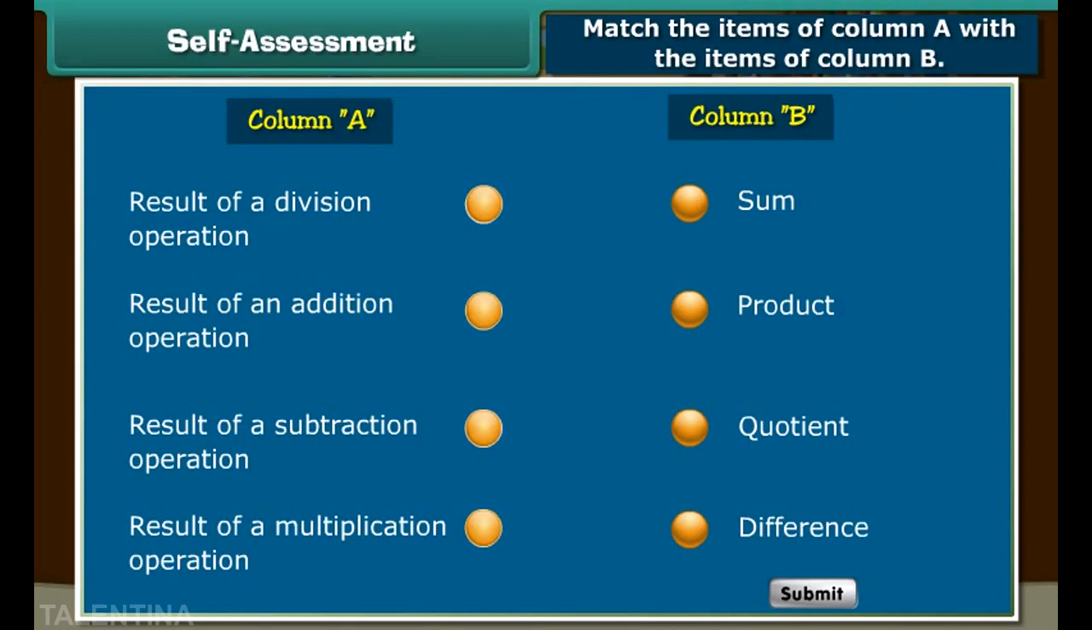Self-assessment. Hey kids, it's time to have an activity. Match the items of column A with the items of column B.